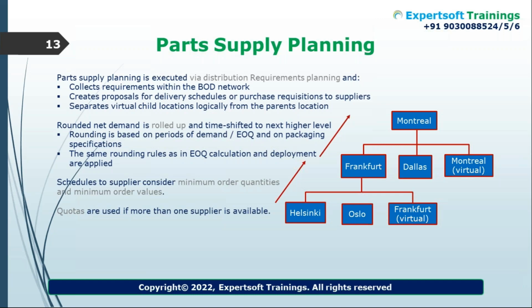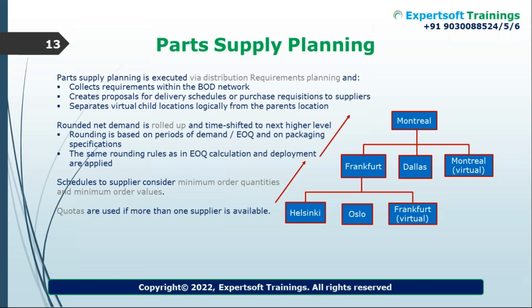Means it's like, okay, what is there in Oslo, what is the demand in Frankfurt, so that aggregated demand from the bottom to top would be aggregated at the parent location. Then we generate the scheduling proposal to the suppliers by considering your various inputs from inventory planning, forecasting and all, and then you plan those procurement. It's a replacement within the BOD.